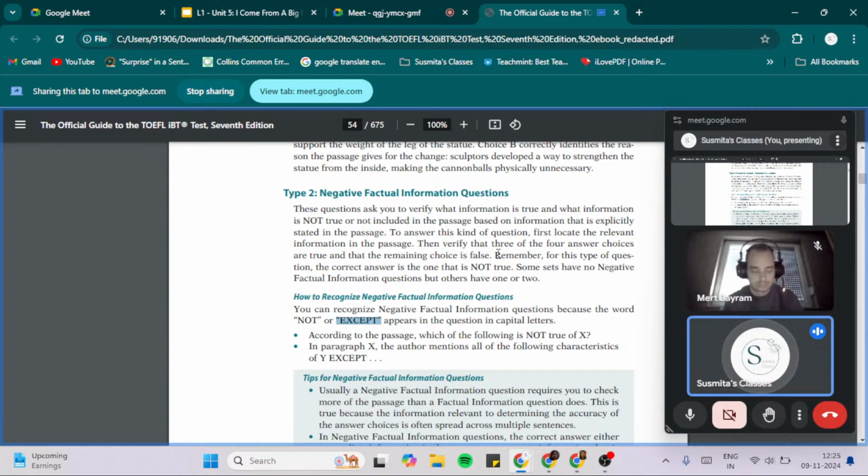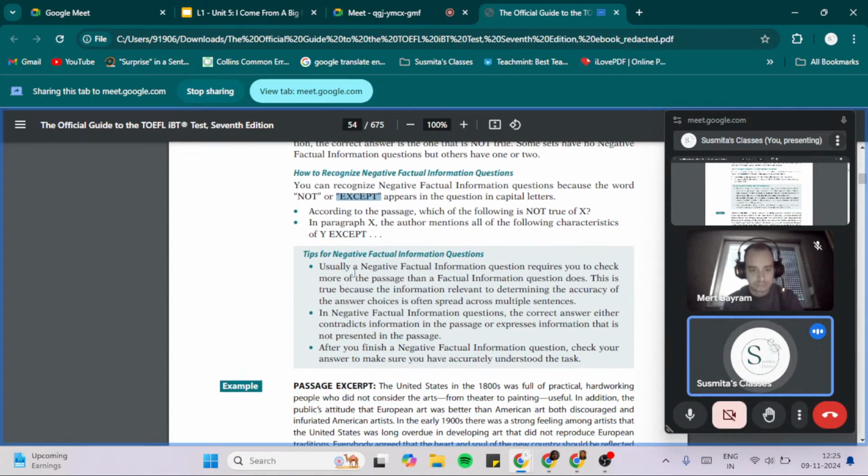Okay, and one option will not be mentioned. That is something that we need to take care of. Now, usually a negative factual information question requires you to check the passage just like you did for a factual information question. But again, you need to make sure that everything is mentioned and only that option is not mentioned.